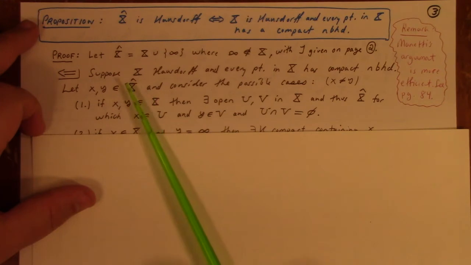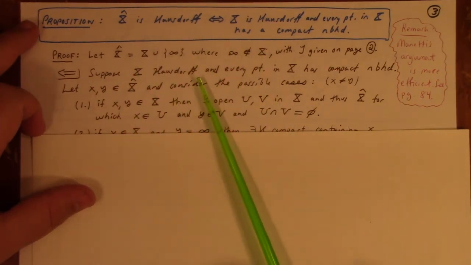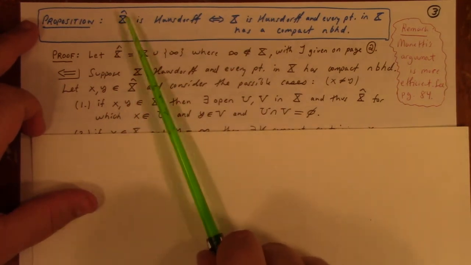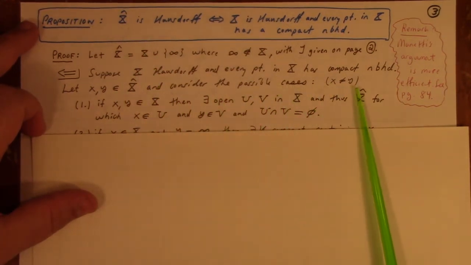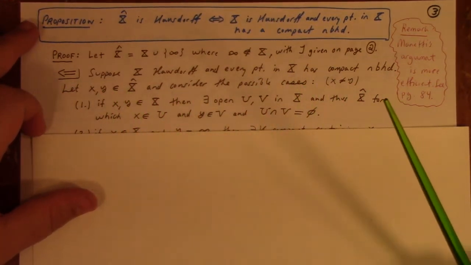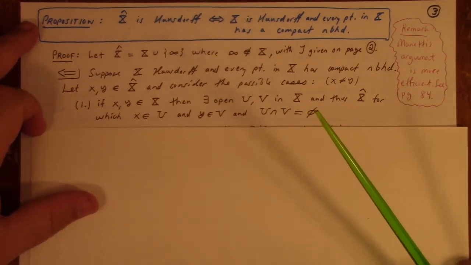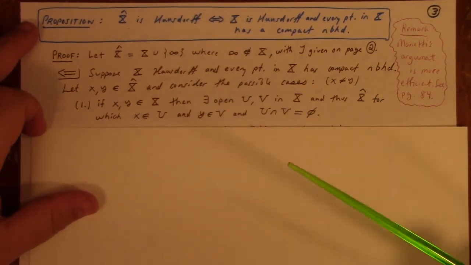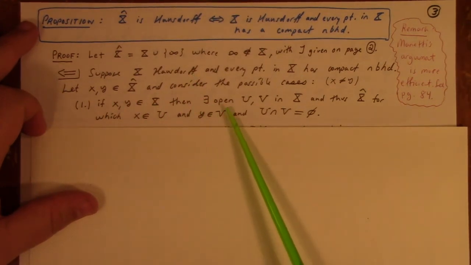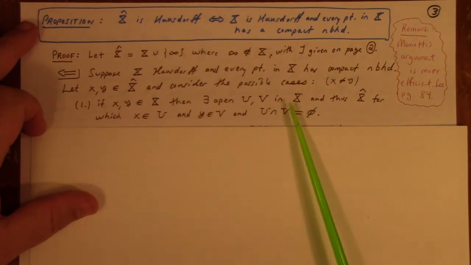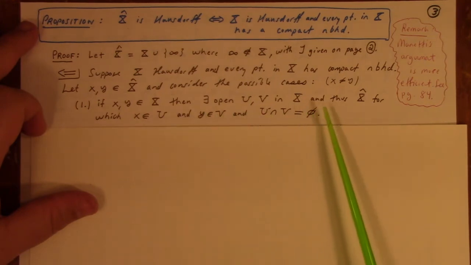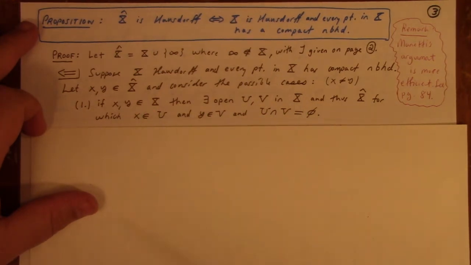All right, so the converse direction. Suppose X is Hausdorff and every point has a compact neighborhood. Let x and y be elements of the compactification, and consider possible cases. Of course, we suppose x is not equal to y because we're trying to show that they can be separated by open sets, which then proves that X hat is Hausdorff. If x and y are both in X, then since X is assumed to be Hausdorff, there exist open U and V in X. But if they're open in X, they're open in X hat, and consequently we've separated x and y. So there's that case.